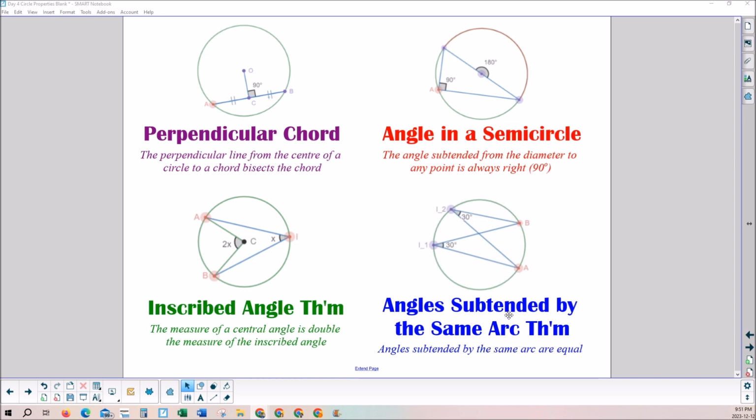And finally, the angle subtended by the same arc, a similar idea. 2 angles coming from the same arc, but going not to the center this time, but going to the edge of the circle. Each of those is going to be equal to each other, no matter where that point is on the circle. If it's coming from the same arc or the same chord, it's going to get you the same angle. And there's the summary of the 4 theorems we learned today.